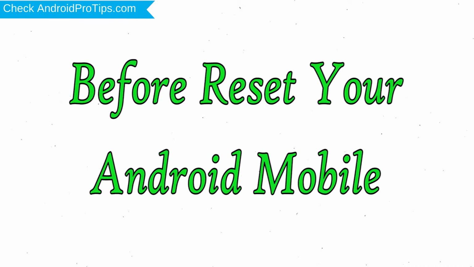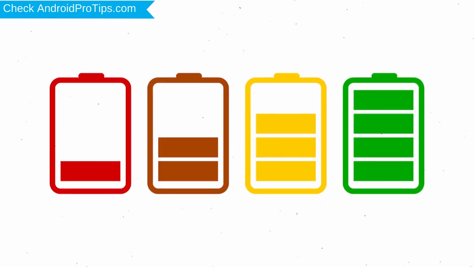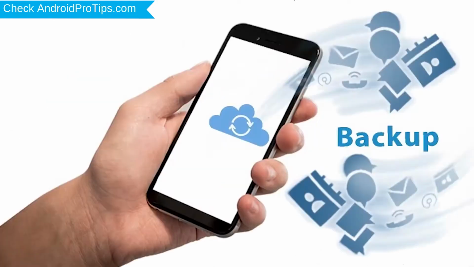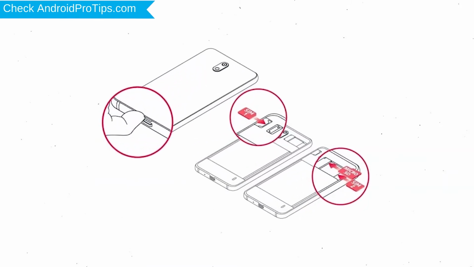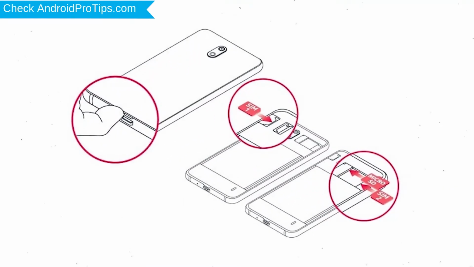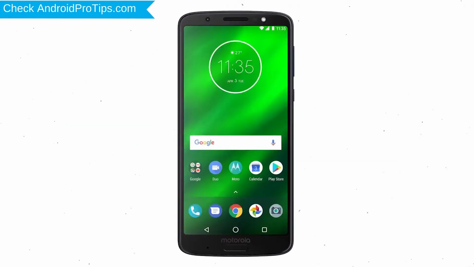Before you reset your mobile, charge it if the battery is less than 50%. You need to make sure that the data on your device is backed up so you do not lose valuable photos or documents. Reset deletes all your mobile data, so you had better back up all important data and remove SIMs and SD card. First, switch off your mobile by holding the power button.